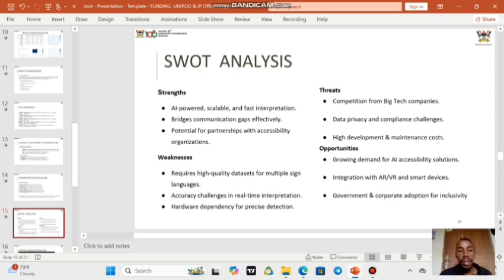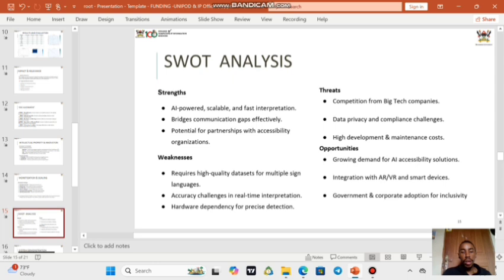Our strengths are that our project is AI powered, scalable, and offers fast interpretation, which you don't find anywhere else, which addresses the communication gaps effectively, with potential for partnerships and accessibility organizations. Weaknesses, of course, are accuracy challenges in real-time interpretation.